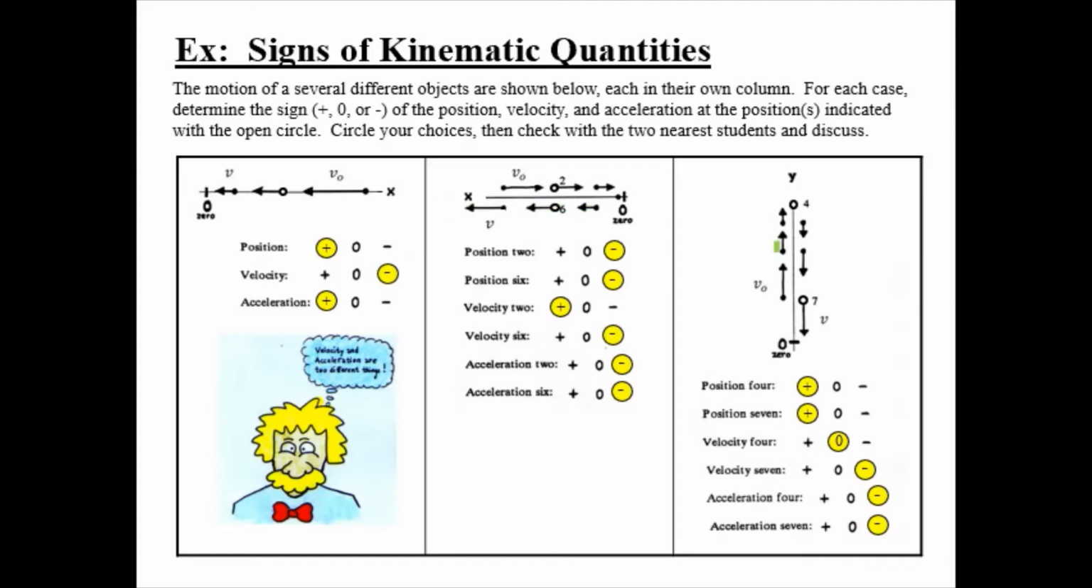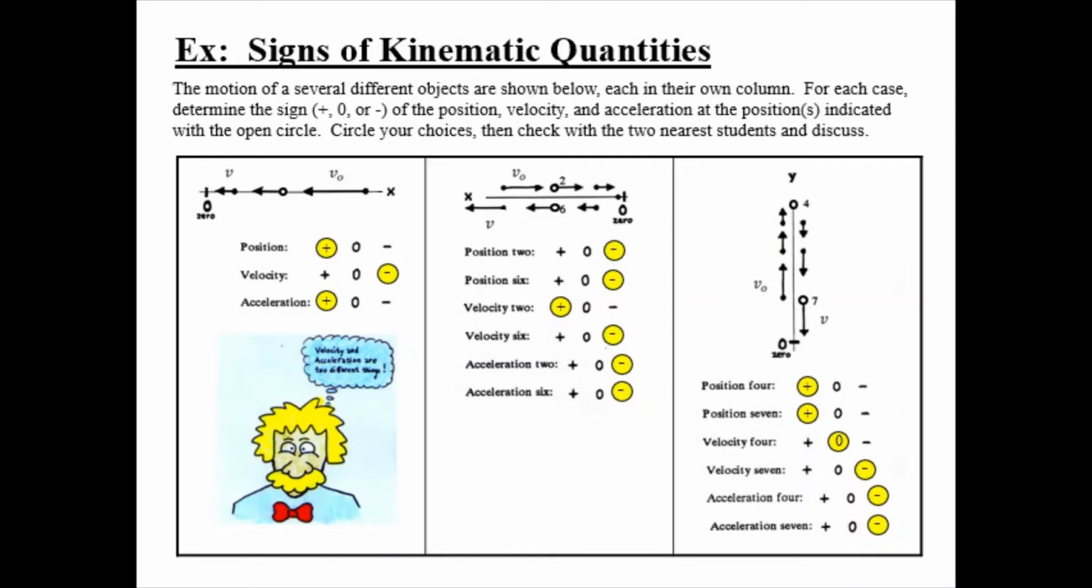So if the object's speeding up, that means the velocity and the acceleration in this part of the trip have to be the same sign. At position 6, we see the velocity was negative. It points to the left, which means if the object's speeding up, we have to have a negative acceleration as well. And so similar sorts of reasoning lead to the answers here in the third column.